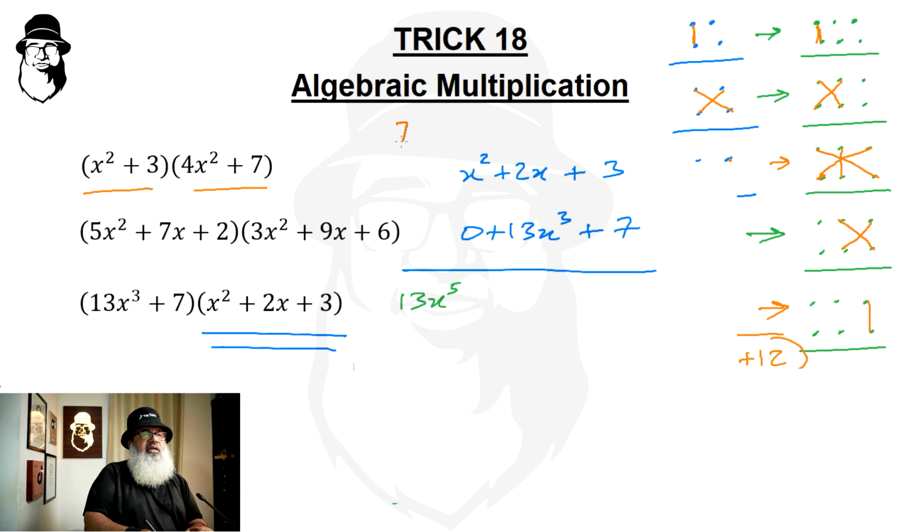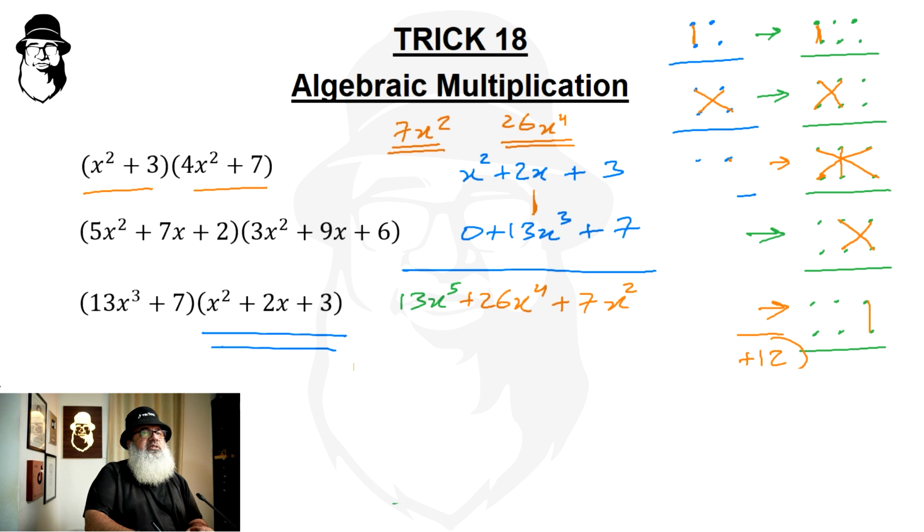So 7 times x squared is 7x squared, right? Then here we have 2x times 13x cubed. So 13 times 2 is 26, and x cubed and x, we have x to the power 4. Now we can see we cannot add the x to the power 4 term and the x squared term. So we keep it that way. And the third was this. So this is 0. We write these two terms that we did as they are, 26x to the power 4 plus 7x squared.